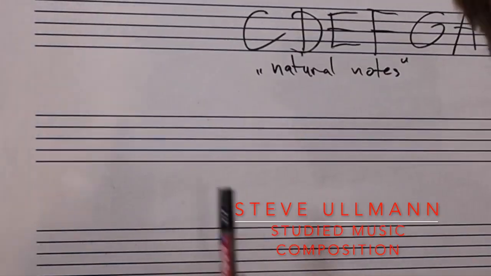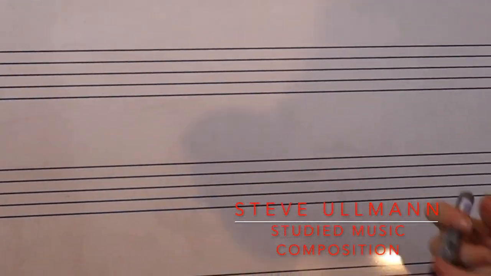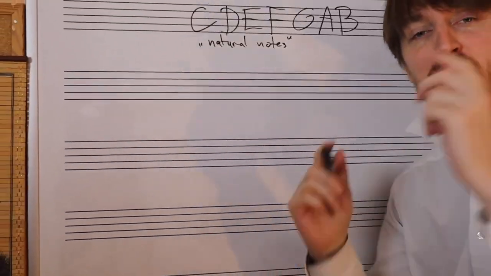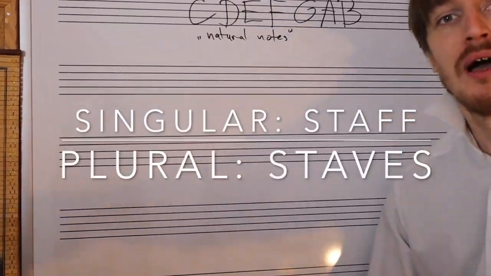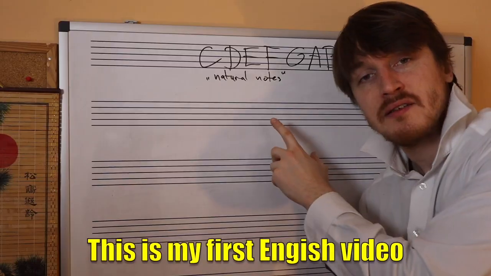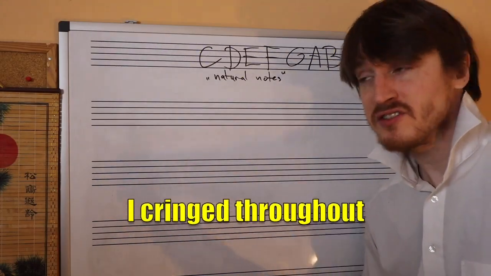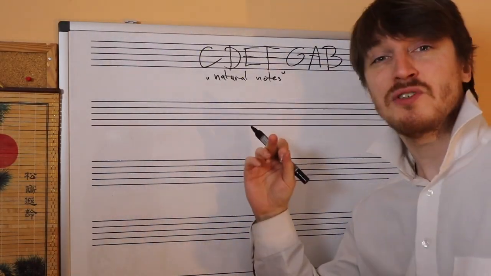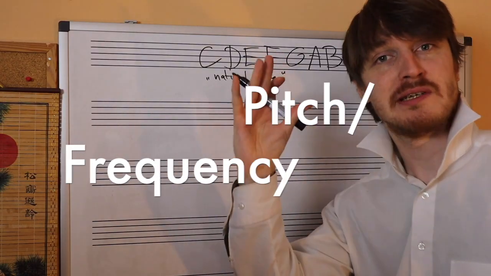This is a whiteboard. It has many sets of 5 lines. One such set is called a music staff. Many of them are referred to as staves. In these lines, we write our little black dots called notes. These notes have a certain pitch or frequency.